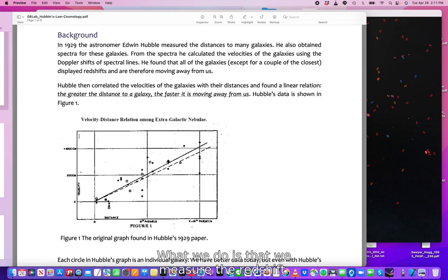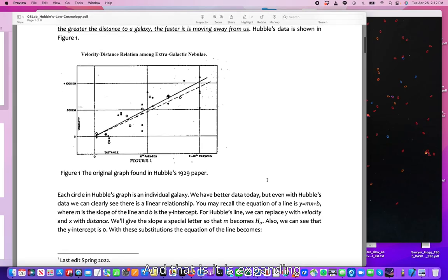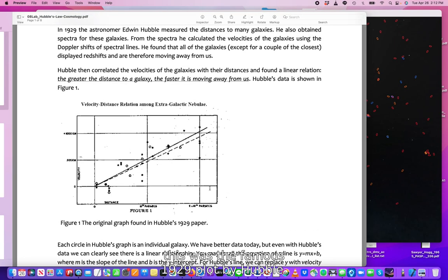What we do is that we measure the redshift, and if you don't know what that is or you've forgotten, you have to go back to review what a redshift is, going back to the previous chapters. But then we convert that redshift to velocity, and you will have to do that in this lab, okay? So we measure the redshift, convert to velocity, and then plot this velocity versus distance, and you will see this trend line here. In this simple graph, it implies something extremely huge about this universe, and that is it is expanding, okay? Of course, this was the famous 1929 plot by Hubble.